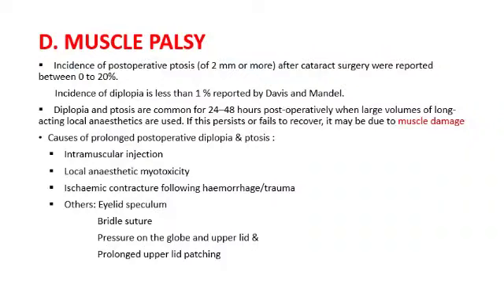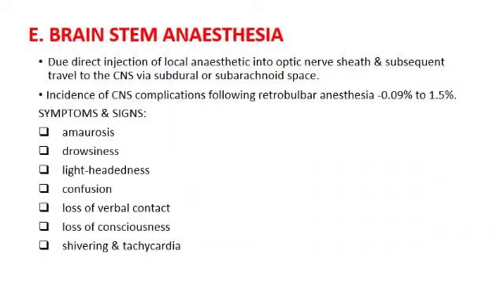Causes of prolonged postoperative diplopia and ptosis are injecting the anesthetic into the muscle, local anesthetic myotoxicity, ischemic contracture following hemorrhage or trauma, or due to the speculum, a brittle suture, pressure on the globe and the upper lid, or prolonged eyelid patching. A brainstem anesthesia is also an important complication.